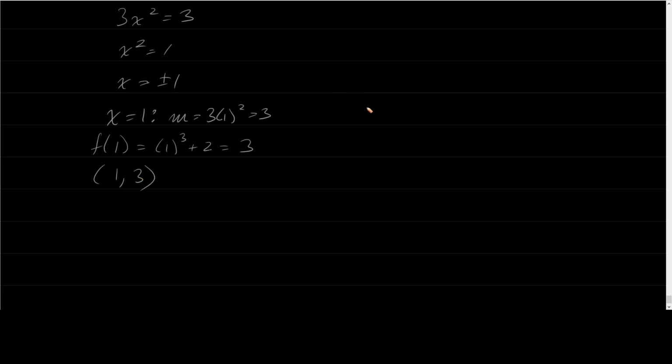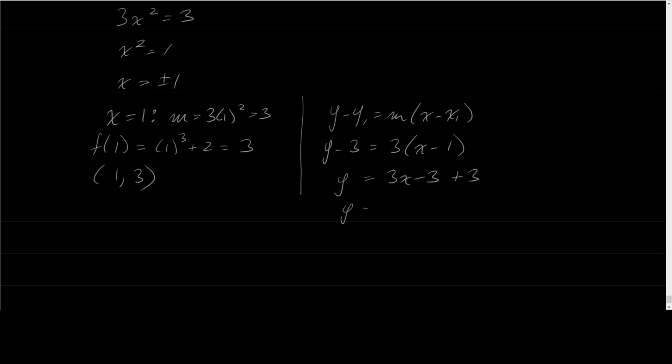So what we can do now is say that y minus y sub 1 is equal to m times x minus x sub 1. So y minus 3 is equal to m, and m was 3, times x minus x sub 1, which was 1. If I distribute that 3, I get 3x minus 3. If I move this 3 to the other side, I get plus 3. So y is equal to 3x. The negative 3 and plus 3 cancel each other out. So that was the scenario when x equals 1.